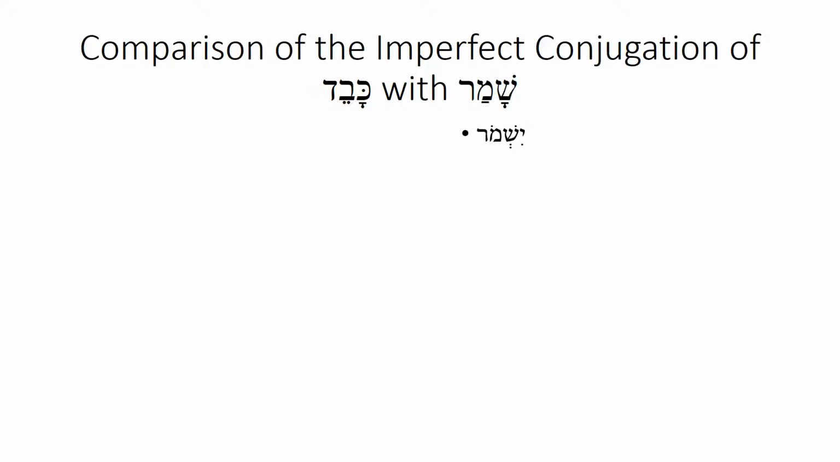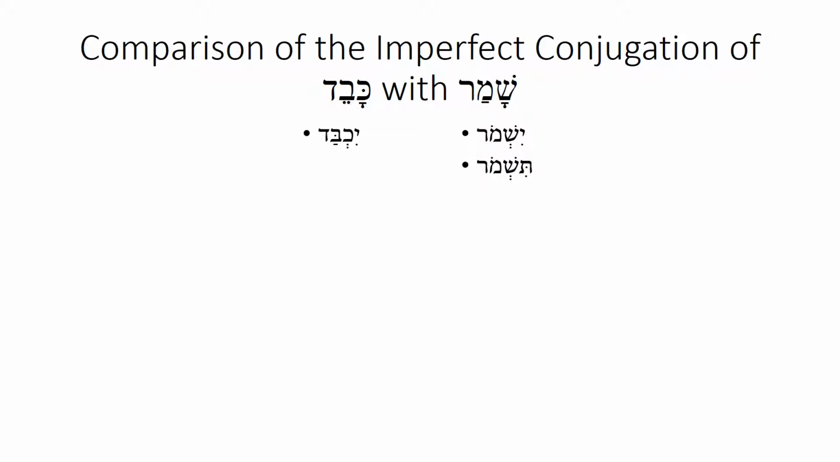When we take shamer into the imperfect, the third person masculine singular form goes to yishmor, and so the patha goes to a holem in the second stem vowel. But that does not happen with these E-class stative verbs in the imperfect. In the imperfect, the third person masculine singular form is yikbad, as indicated by this patha. It's not a holem. So you see the A-class vowel replaces the O-class vowel.